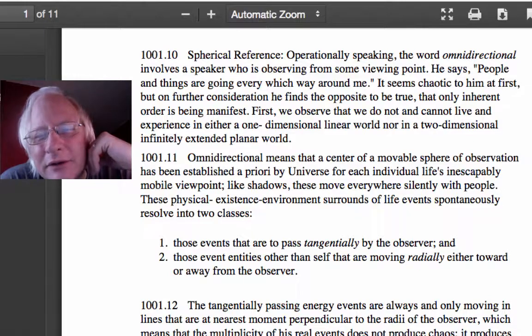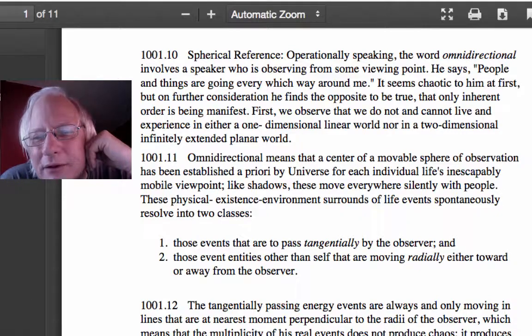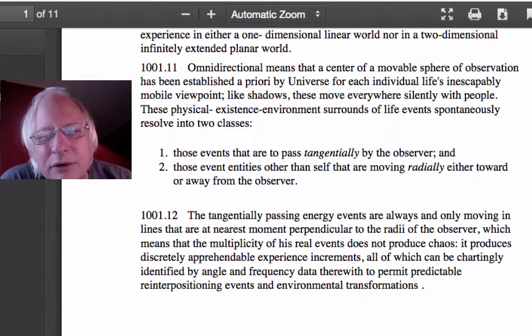So omnidirectional means that a center of a movable sphere of observation has been established a priori by universe for each individual life's inescapably mobile viewpoint. Like shadows, these move everywhere silently with people. These physical existence, environment, surrounds of life events spontaneously resolve into two classes. One, those events that are to pass tangentially by the observer, and two, those event entities other than self that are moving radially either toward or away from the observer.